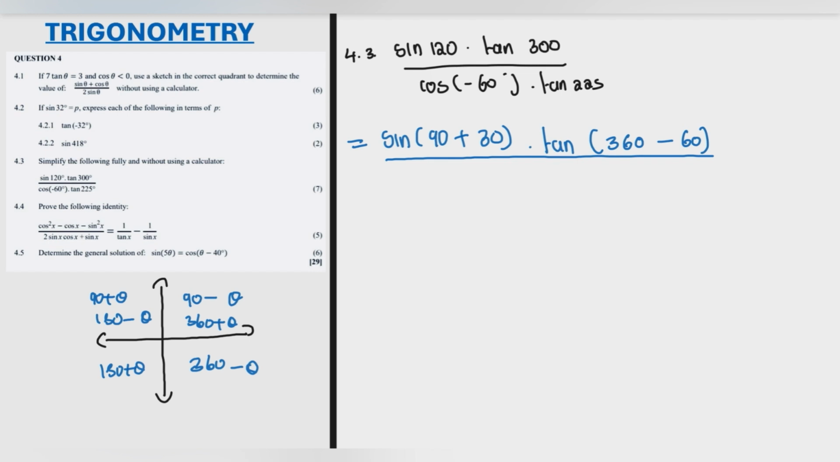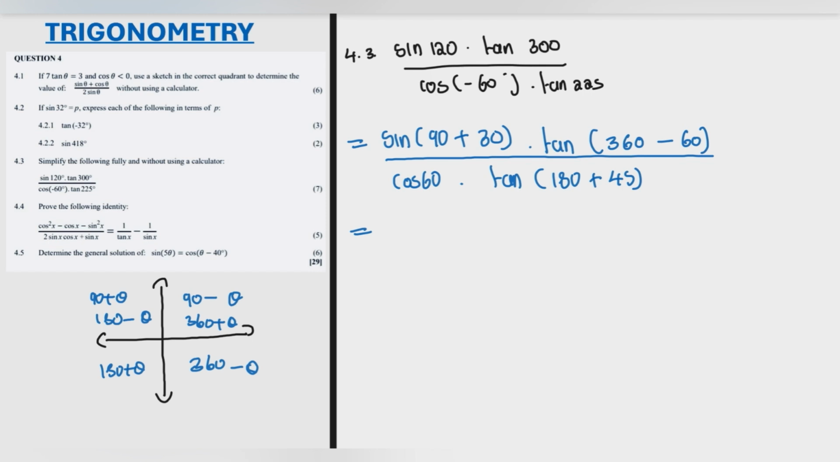we have cos of 60. Remember from the previous question, whenever we have negative angles, the only one that changes is cos. So that means that we're going to have positive cos of 60 times tan 225. 225 minus 180, we have 45. So that means that we can break that down as tan of 180 plus 45. We have now simplified our terms. So now let's reduce it.